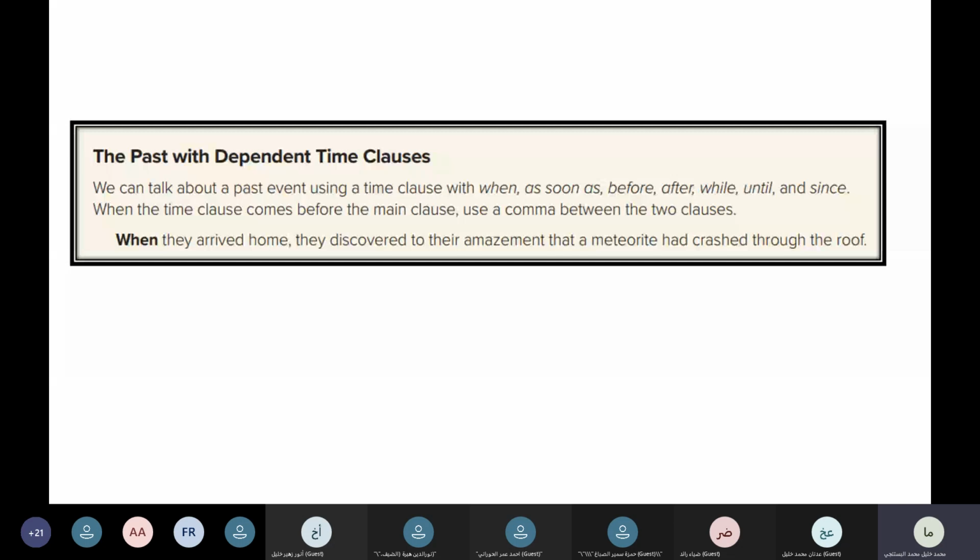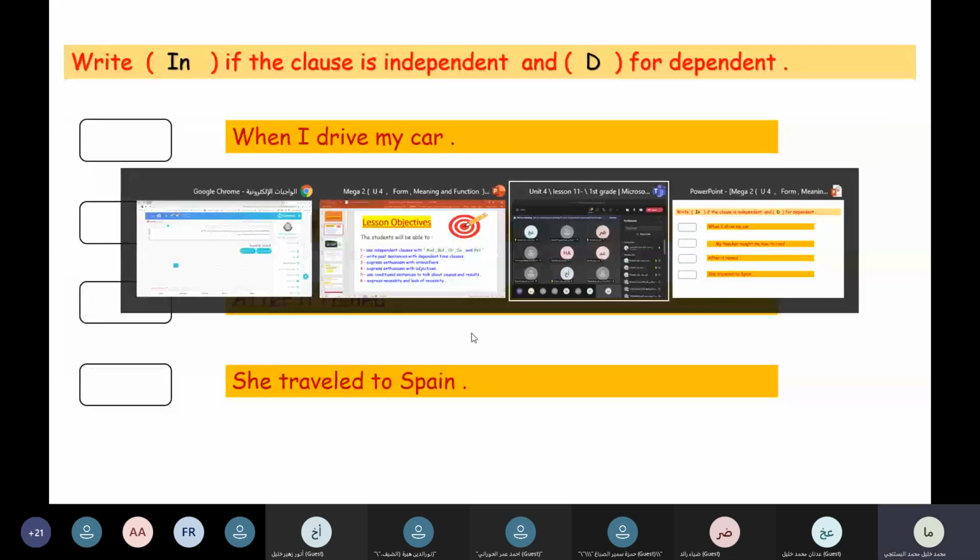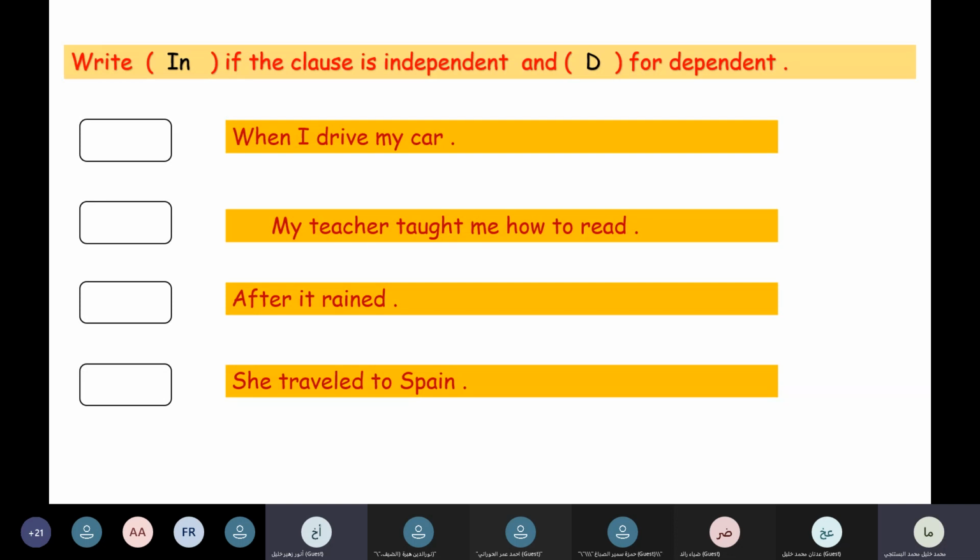Look here. We want to write N if the clause is independent and D if it is dependent. Number one. Here we are going to see whether the sentence is independent or dependent. Yes, Anwar, read the first one. "When I drive my car." This is dependent. Dependent, good.